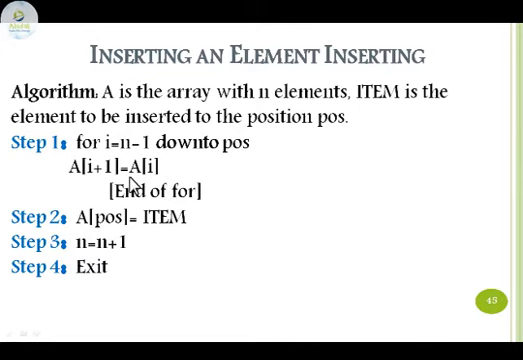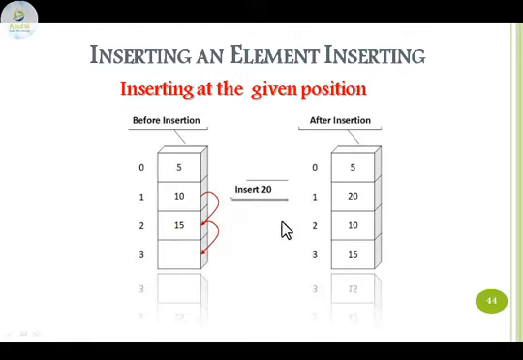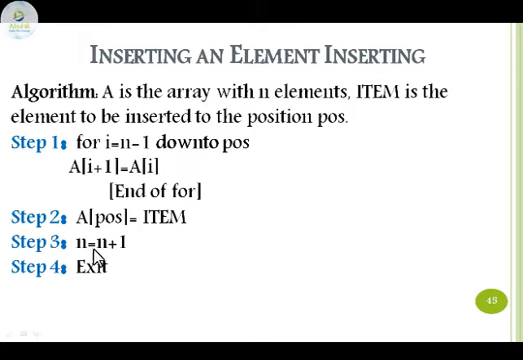And at step number 2, when the algorithm finishes shifting all the elements, the given position will be empty. When the position is empty, at the given position A of POS, the element that I need to insert, that is item, will be inserted. So A of POS is equal to item. Because the array has increased in its size, see the array elements 5, 10, 15. Now you see after insertion 5, 20, 10 and 15.